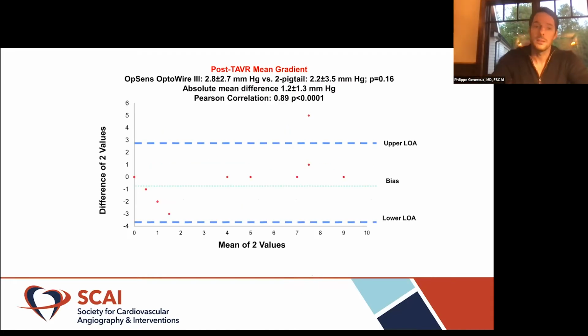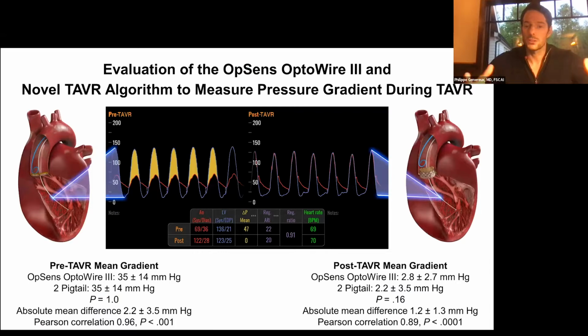And post-TAVR, which I believe is even more important, with a gradient that is lower, it is very important to be precise. The OptoWire 3 had almost the same gradient, 2.8 compared to two pigtail 2.2, with very strong correlation again, 0.89, and a mean difference of barely 1.2. So very good news before and after. And this really summarizes what the console shows you during a case, where you have a continuous gradient on the console before. Then when you do TAVR, you can also assess the gradient immediately after.